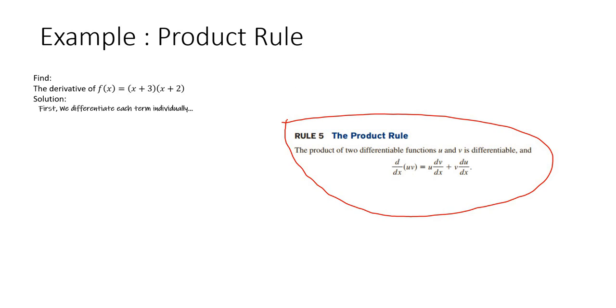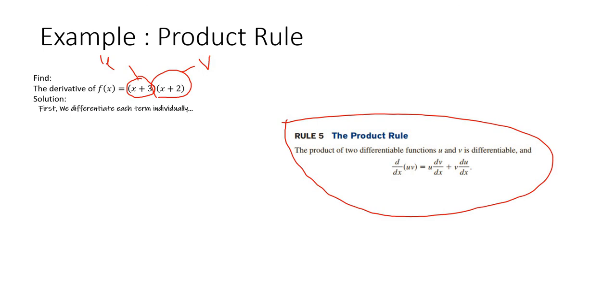Now, what does u times v mean? Well, anytime we have two terms like these multiplied together in a function, we're going to treat them independently. We're going to treat them each as its own independent function. And we can choose which one is going to be u and which one is going to be v. So I'm going to say that this first term right here, x plus 3, is equal to u. And this second term is going to be v.